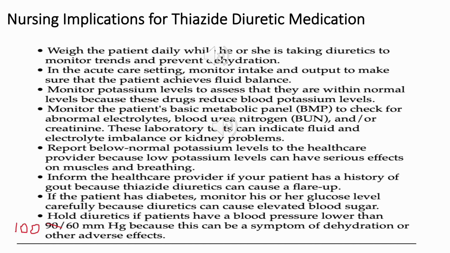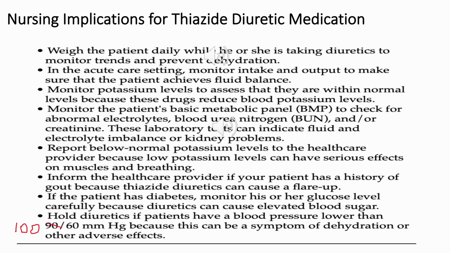These laboratory tests can indicate fluid electrolyte imbalance or kidney problems. Report below normal potassium levels to the healthcare provider because low potassium levels can have serious effects on muscles and breathing. Inform the healthcare provider if your patient has a history of gout because thiazide diuretics can cause a flare-up.